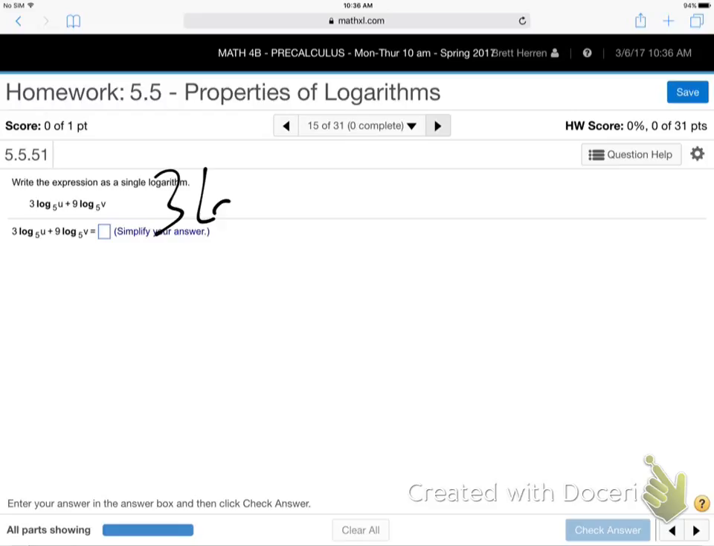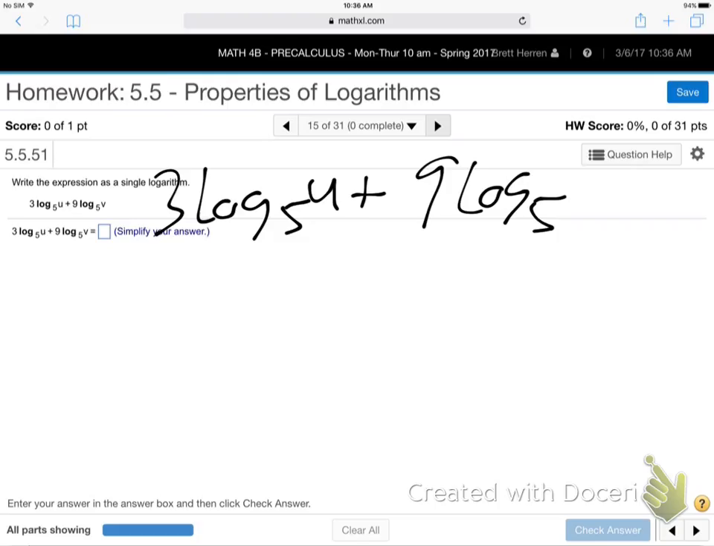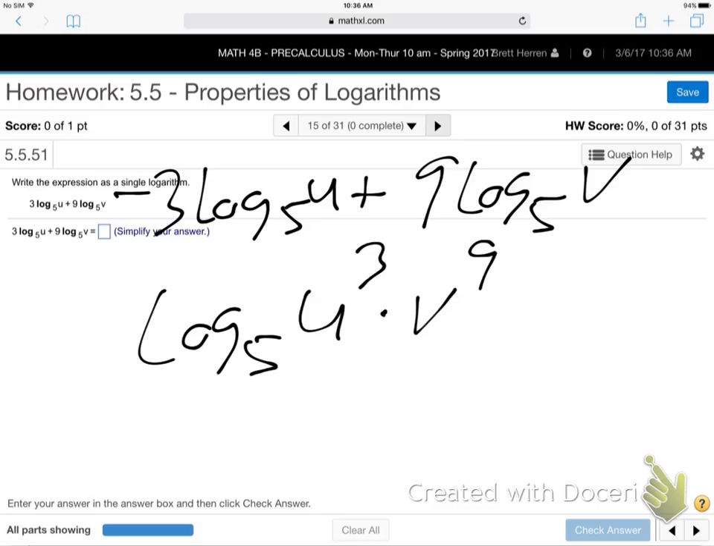Okay, so 3 log 5u plus 9 log 5v. So they want us to make it a single log. Make it one log. So you guys know how to do that. Log base 5, u to the 3rd times v to the 9th. Done, huh? Just crunch them together. Adding becomes multiply. Front numbers go back to the power.